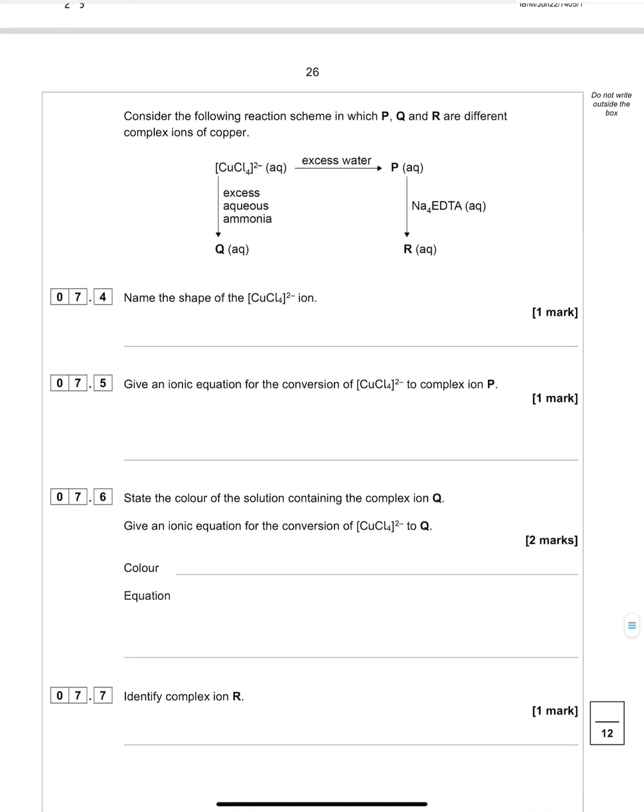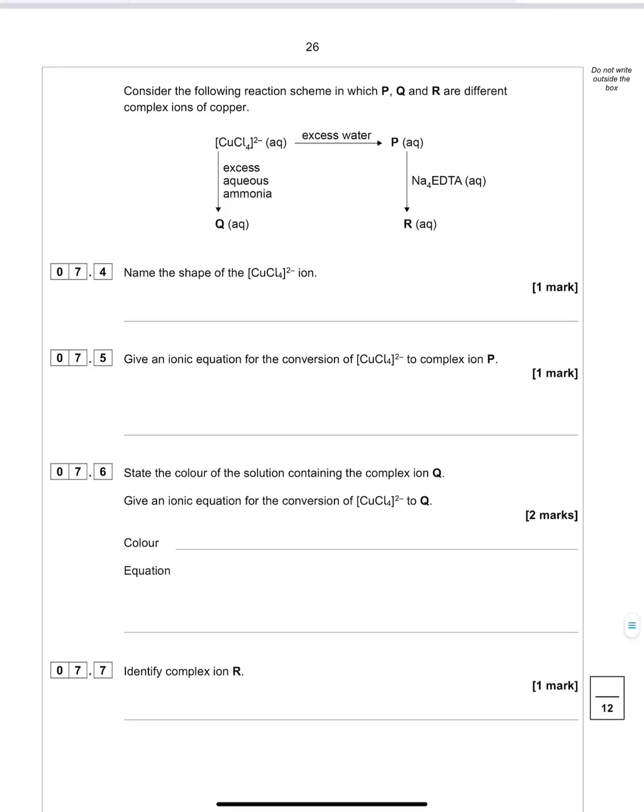And then consider the following reaction scheme in which P, Q and R are different complex ions of copper. So we started off with the copper 2 plus aqua ion. And then the first one is the formation of the complex P when they react with excess water, and Q when they react with excess aqueous ammonia, and R when they react with sodium EDTA.